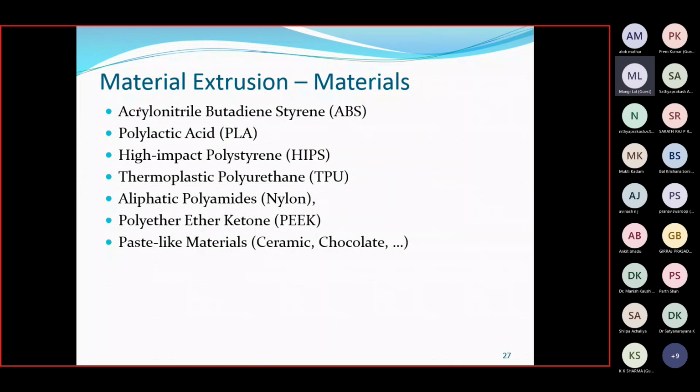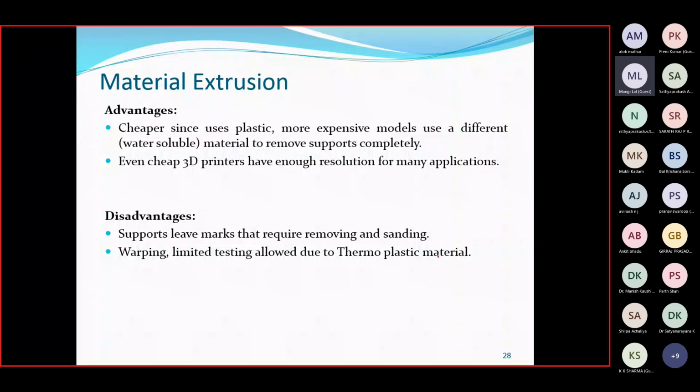Okay, this is the concept of material extrusion, and some of the most highly used materials are written here: acrylonitrile butadiene styrene, ABS, PLA, HIPS, TPU, nylon, and PEEK, and ceramic and chocolates can also be used. So paste-like materials can be used here. Most of you have seen this type of printer somewhere if you are associated with 3D printing. Okay, and what is the advantage? It's cheaper since it uses plastic, and more expensive models use different materials to remove support completely.